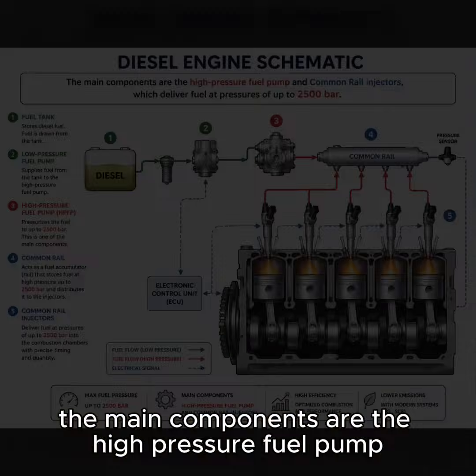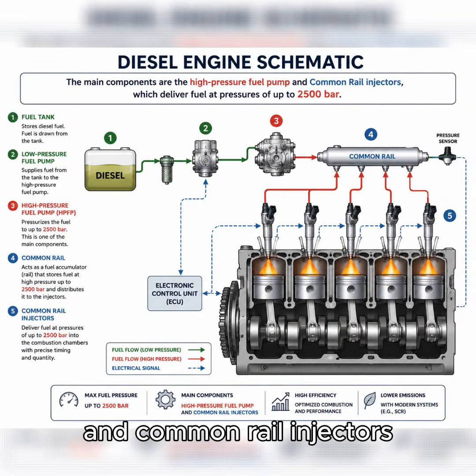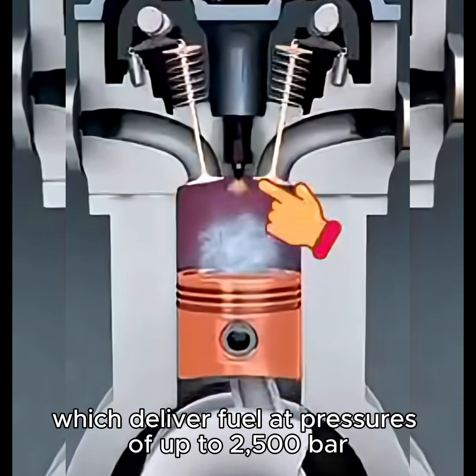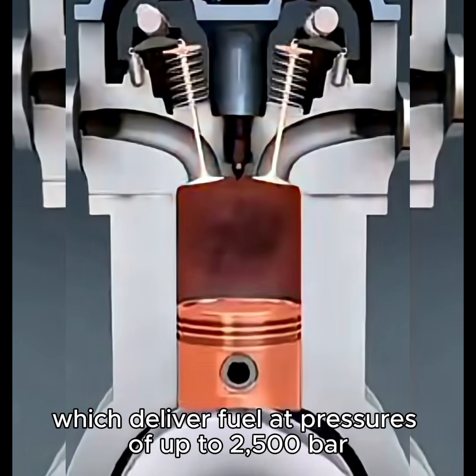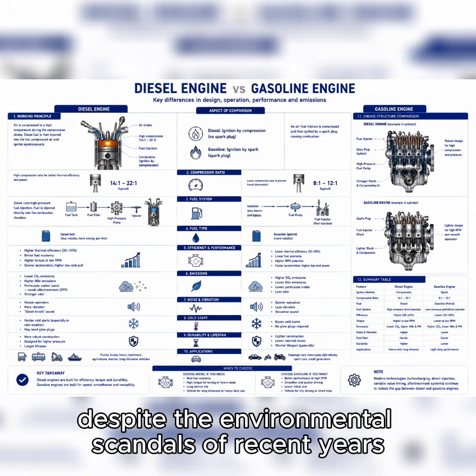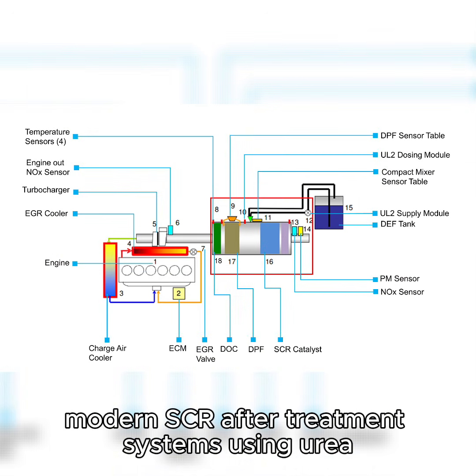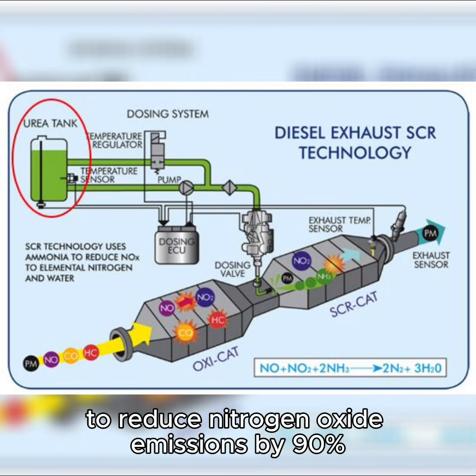The main components are the high-pressure fuel pump and common rail injectors, which deliver fuel at pressures of up to 2,500 bar. Despite the environmental scandals of recent years, modern SCR aftertreatment systems using urea make it possible to reduce nitrogen oxide emissions by 90%.